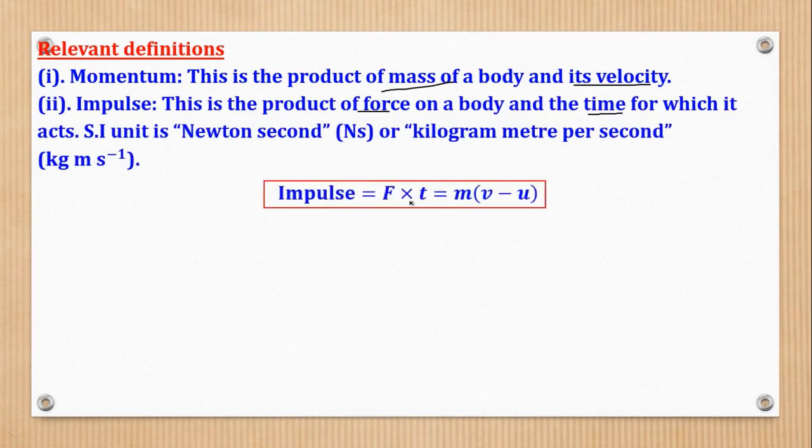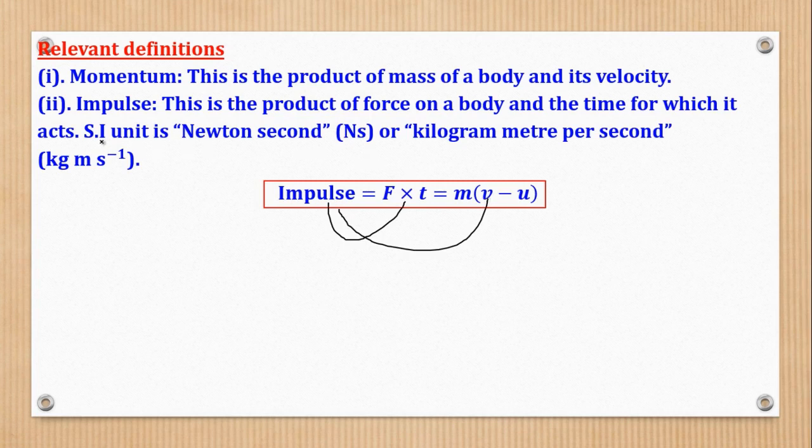But remember, in the previous slide, we saw that F is equal to change in momentum over t. Therefore, when I bring this t this side, I'll come up with Ft being equal to change in momentum. That means that if they ask for impulse, you can either get impulse by multiplying force with time or by getting the change in momentum.